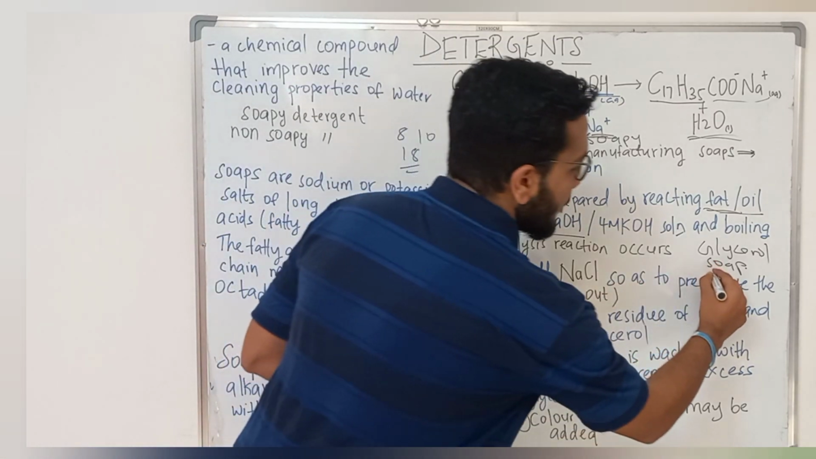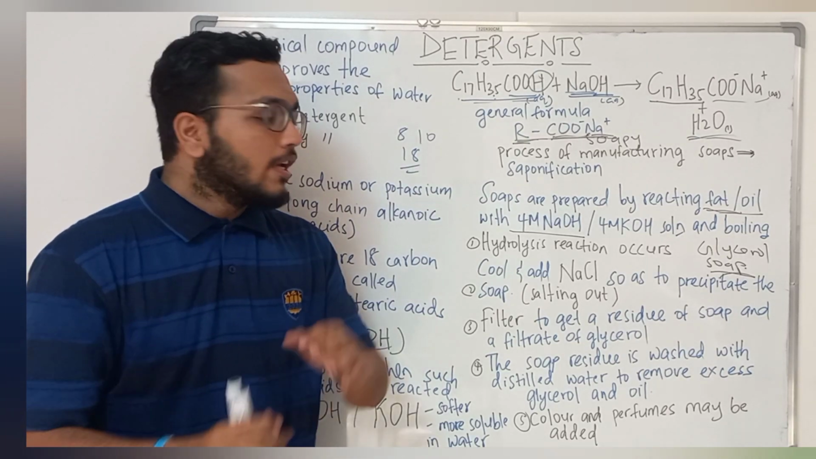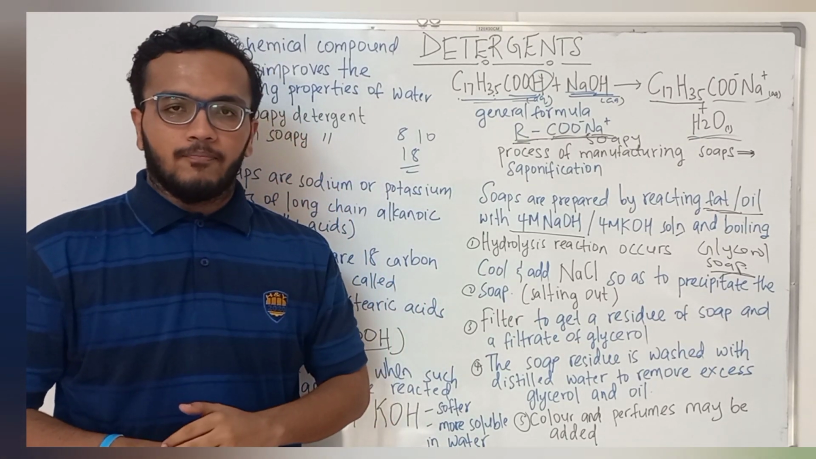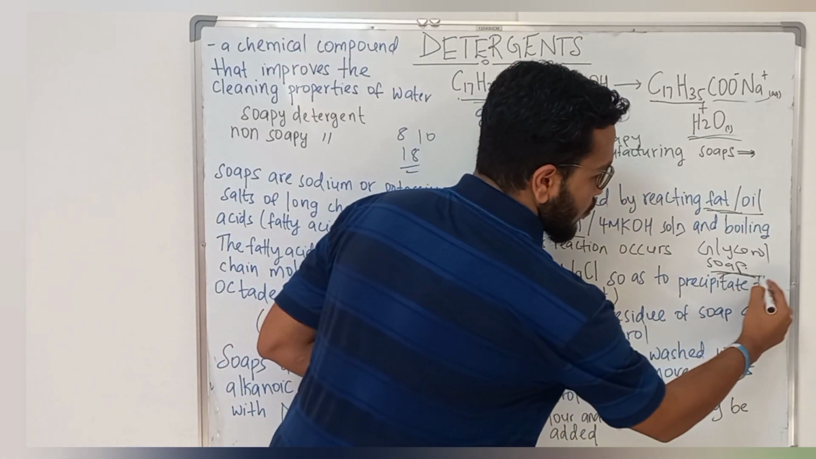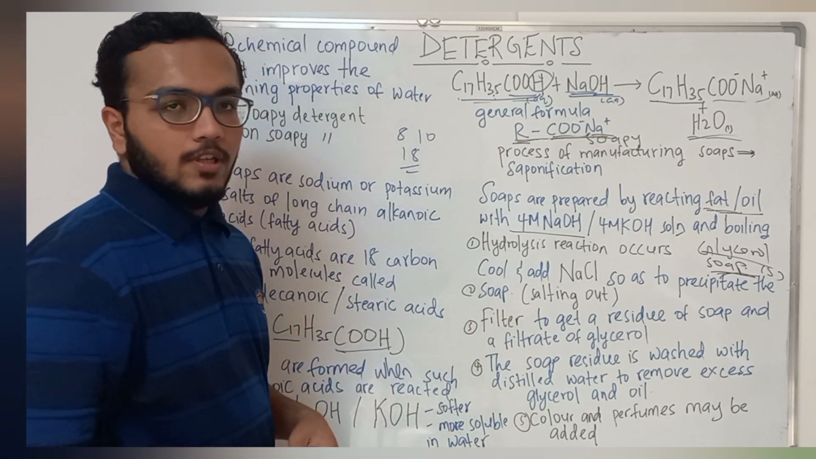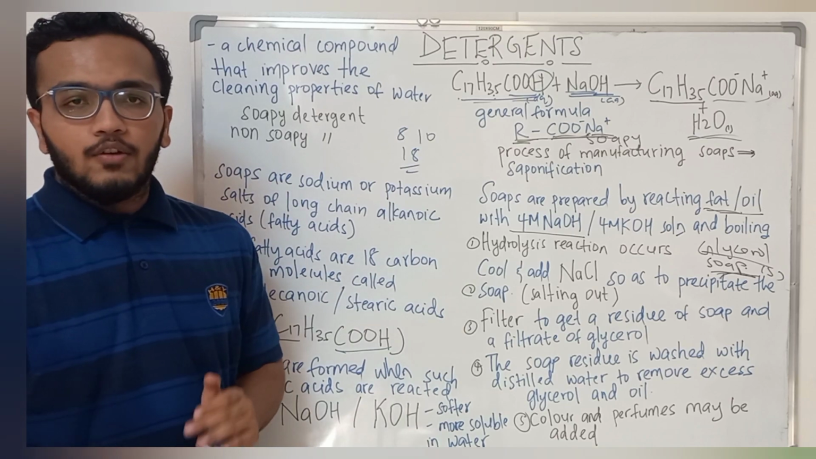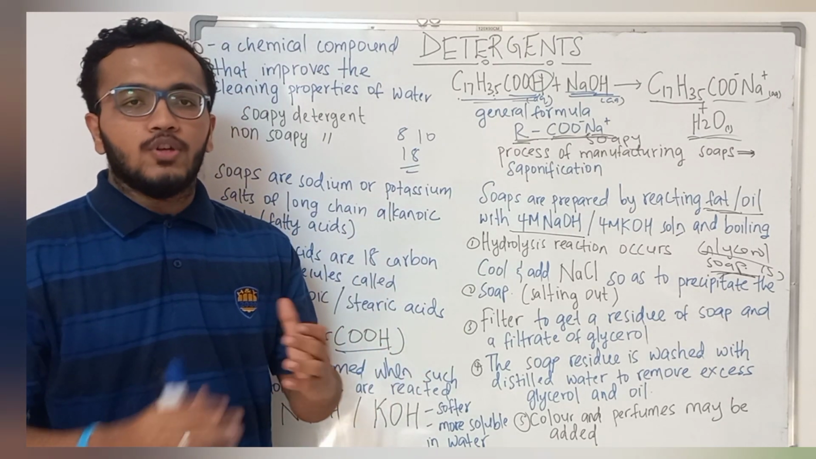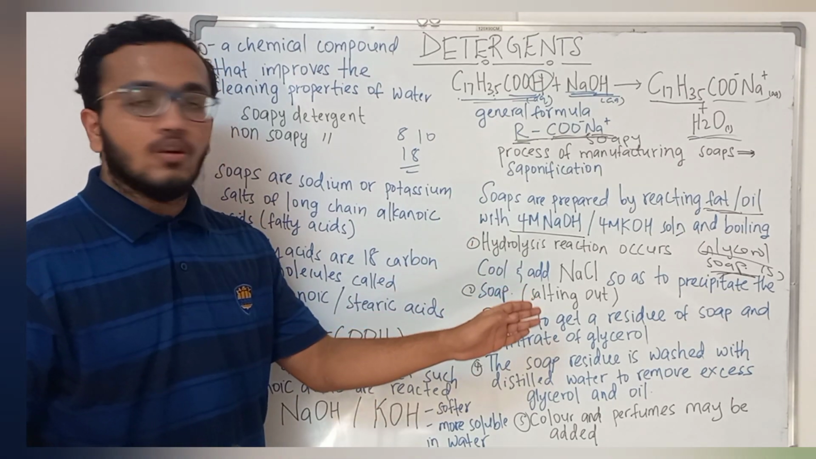You remove the soap. You make the soap which was in aqueous form, in solution form, into solid form. So now you have two types of substances, the soap that is solid and the glycerol that is liquid. That is step 2. The process is called salting out. You filter. Now you have a liquid and a solid.